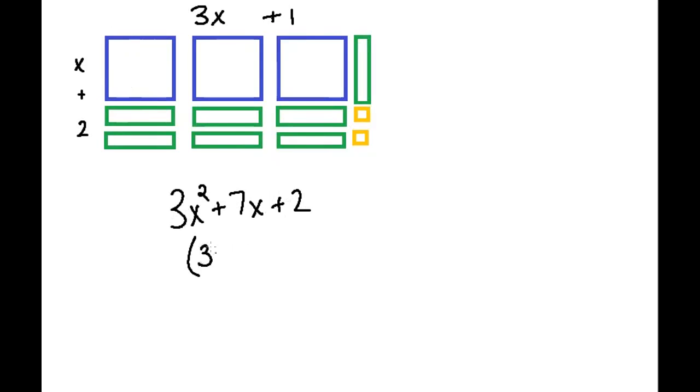So across here, I have an x, an x, and an x. So across the top, I have 3 x's plus this one length over here. And down the side, I have 1x plus 2 more. So that's how I have factored it. So we started with 3x squared plus 7x plus 2, and we factored it into 3x plus 1 and x plus 2.